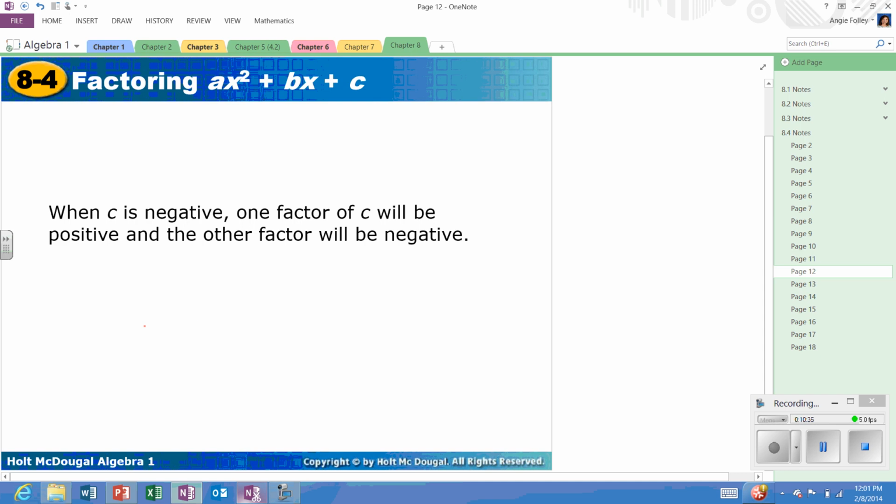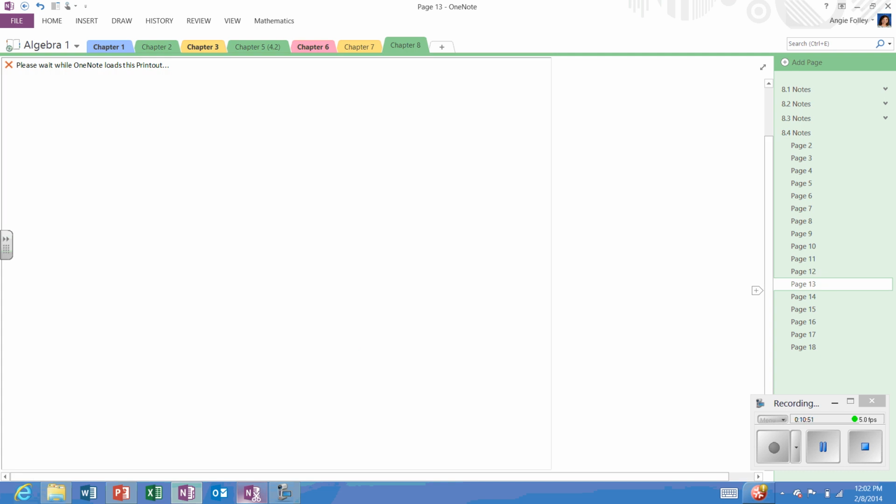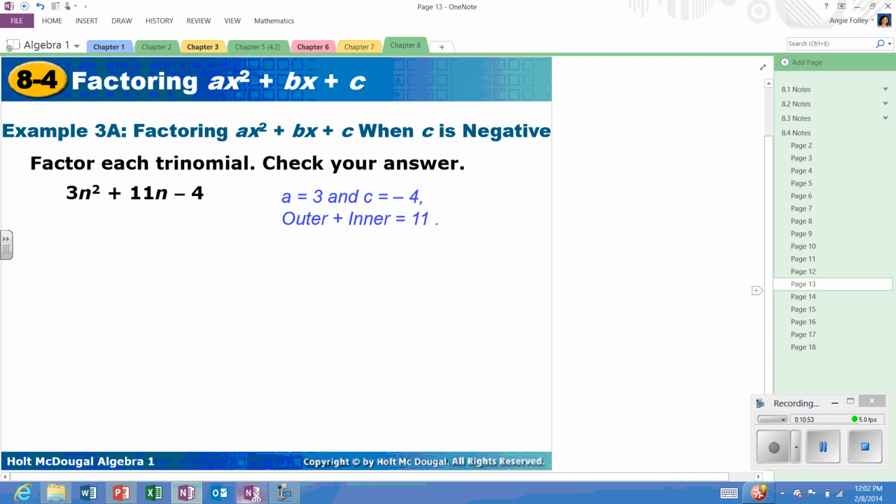If the C value is negative, so let me show you. If this is negative, then the signs are going to be opposite. We're going to have a plus and minus, and this tells us which one I'm going to have more of. Okay, so I need 2 parentheses. I know that I'm going to have opposite signs, and I'm going to have more of the positives. I'm not going to write those signs in yet because I don't know where they're going to go quite yet.